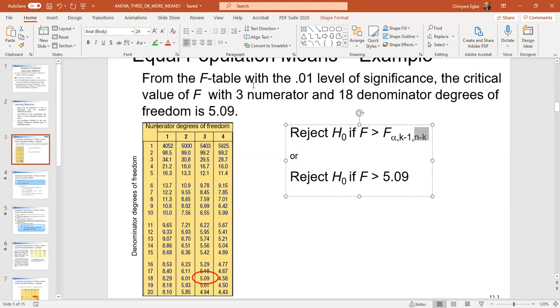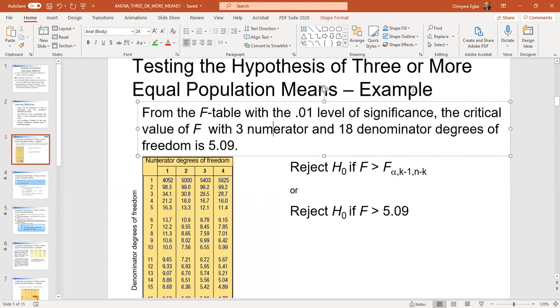And so if you have 18 denominator degrees of freedom, then you're going to be looking, and there are 4 groups, then the numerator degrees of freedom will be k minus 1, which is 3 degrees of freedom. And then you're going to have 18 degrees of freedom here. So the critical value of the F distribution that you're going to use for your test will be 5.09, 18 degrees of freedom and 3 degrees of freedom. Okay, we're going to look at a practical example as we go.